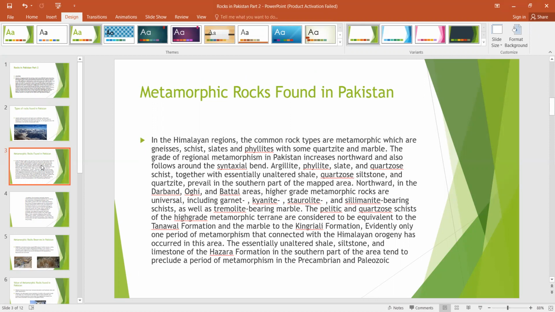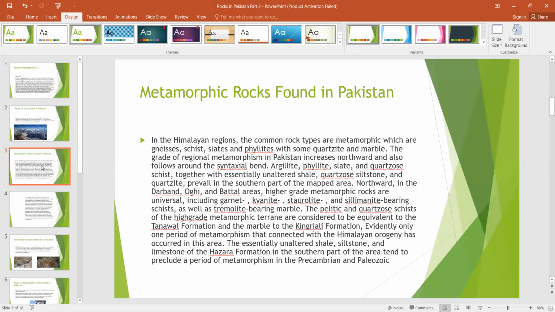In the Himalayan regions, the common rock types are metamorphic. Most of the rocks present there are metamorphic, which include slates, phyllites, quartzites, and marble. The rate of regional metamorphism in Pakistan increases as we move towards the upper region of Pakistan, which is the northern side, and it also follows the syntaxial band.